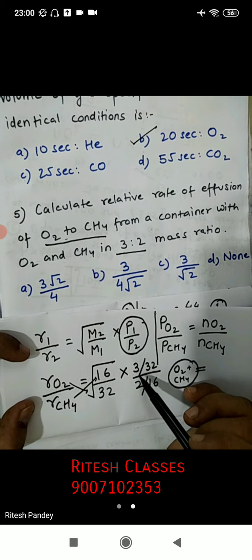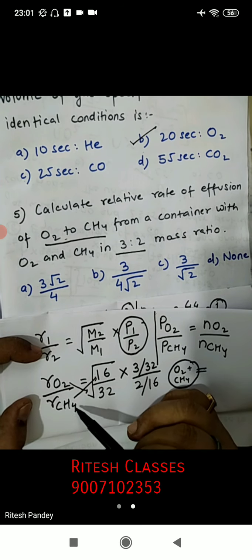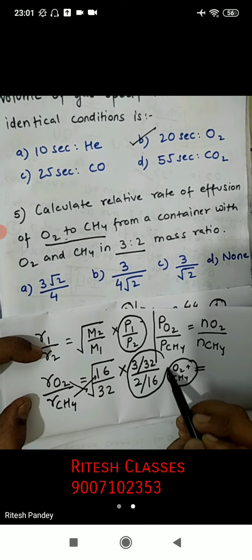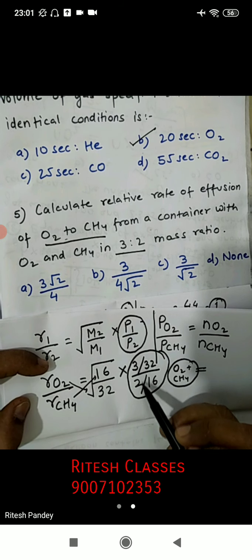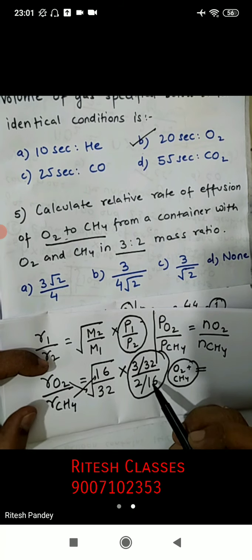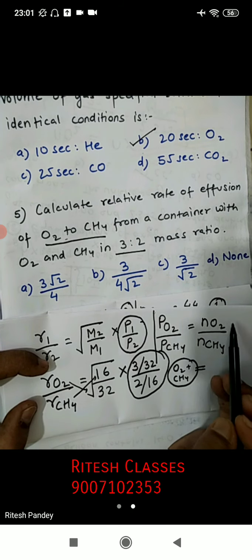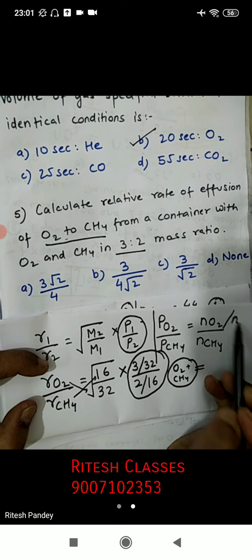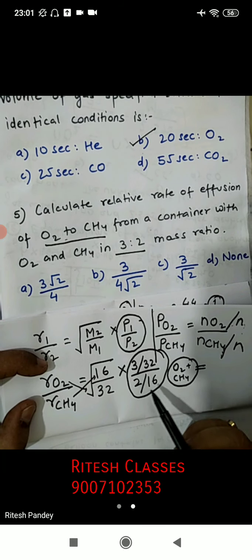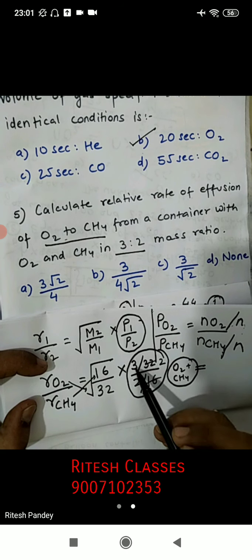3 gram, 2 gram, the number of moles of oxygen is 3 by 32, the number of moles of methane is 2 by 16. This is a bit application oriented, you will have to take into account the number of moles and the corresponding ratio of pressures. The partial pressures will be proportional to the number of moles. You know, partial pressure is equal to number of moles upon total number of moles, so the total cancels. It will be proportional to the number of moles only. From the mass ratio 3 gram, 2 gram, we took out the number of moles. Now, naturally, you can cancel this. 16 and 32 will get cancelled. This will be 3 by 4.